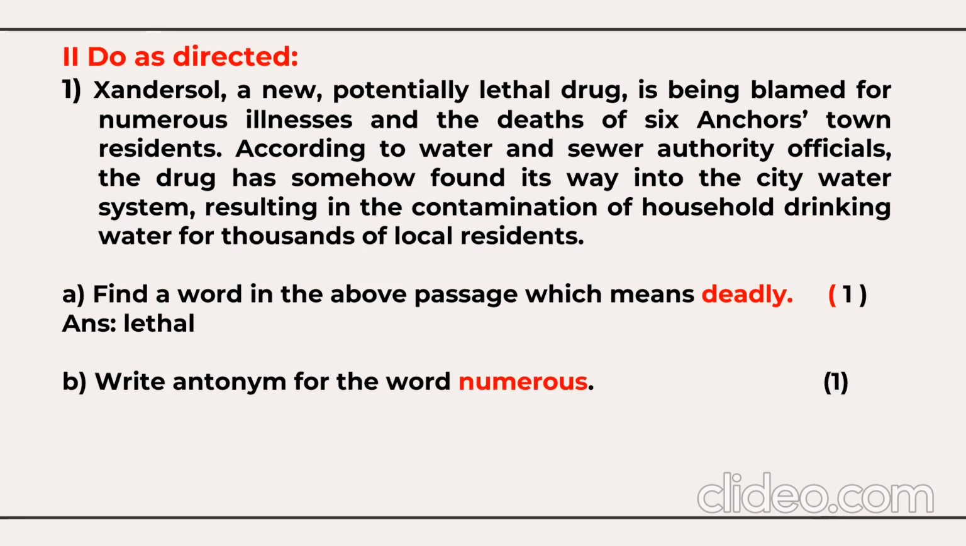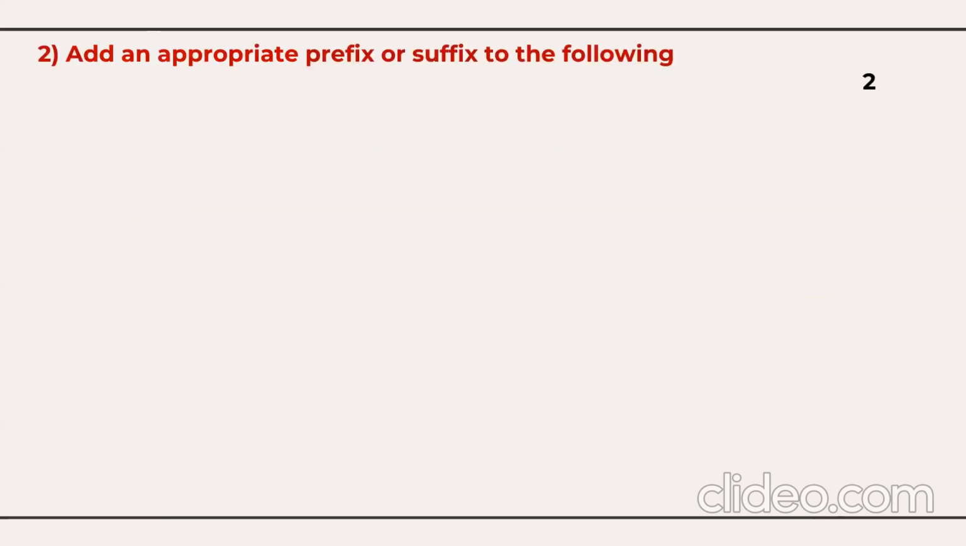Secondly, write the antonym for the word numerous. So the antonym we need to find out means few, rare, occasional. It's not written here that you need to find it from the passage, because I didn't find any word which is the antonym of numerous in this passage. So it's a general question: few, rare, and occasional. Again, you need to read the passage and find the vocabulary from the given passage. Then prefix and suffix for 2 marks.